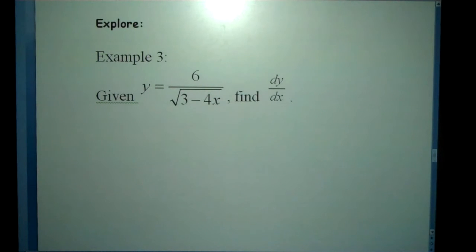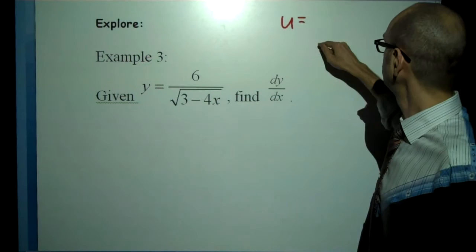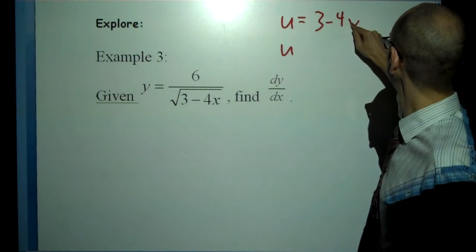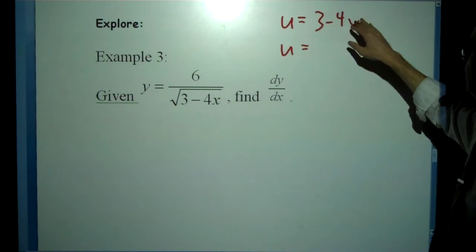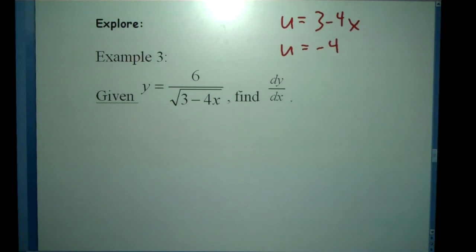So, what is the big picture? This one's a little bit trickier. Obviously, I see some stuff. We've got u is equal to 3 minus 4x. u prime, constants go away, and then we have just negative 4, I believe.